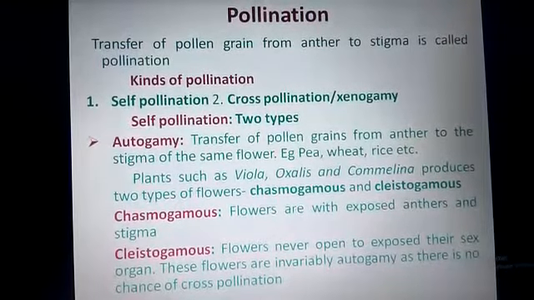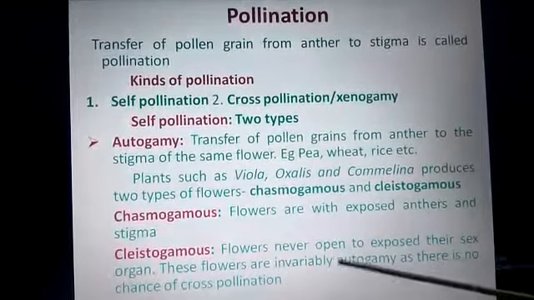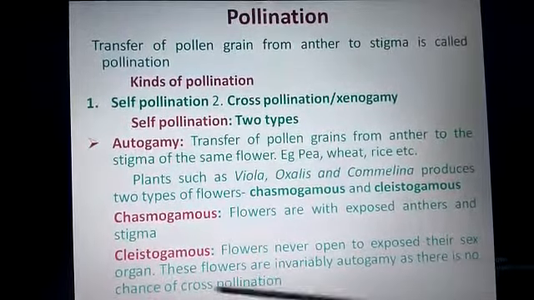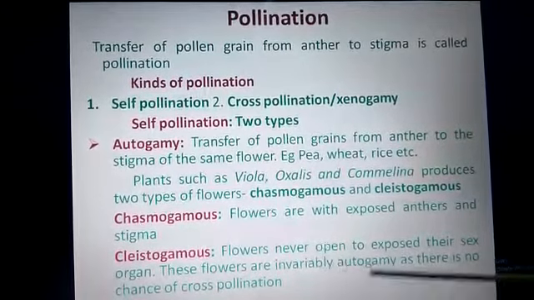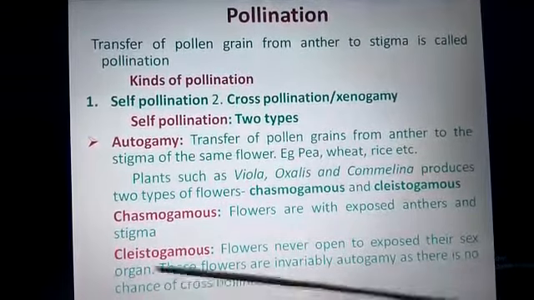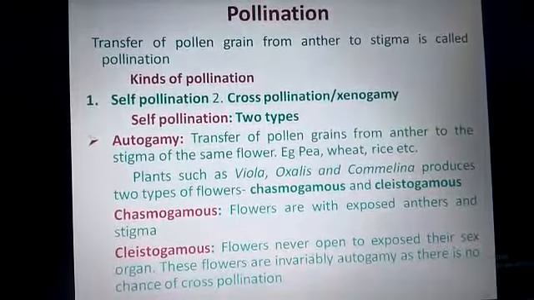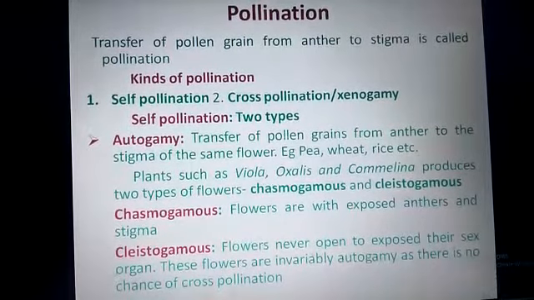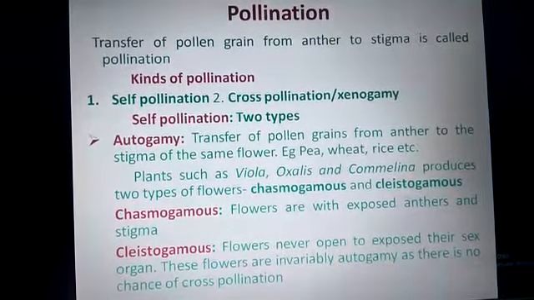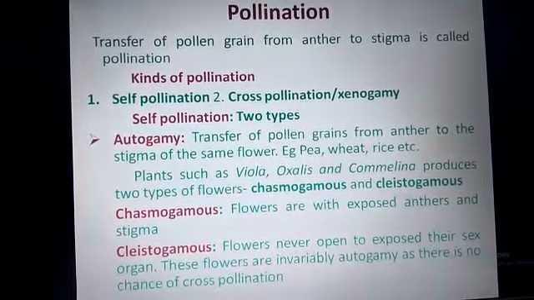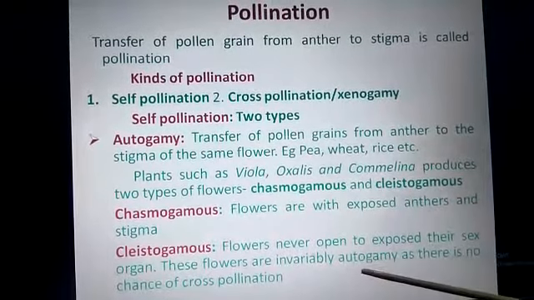Let us go to cleistogamous flower. In cleistogamous flower, flowers never open to expose their sex organs. That means the flowers remain closed. They never open. Therefore, their sex organs are also closed, never exposed. These flowers are invariably autogamous. Since the flower is closed, there is no chance of cross-pollination. So obviously, the type of pollination will be autogamy.